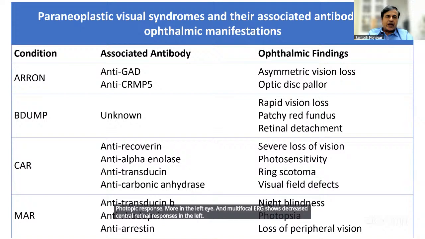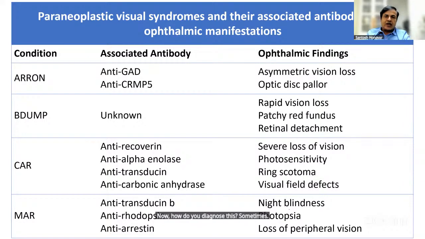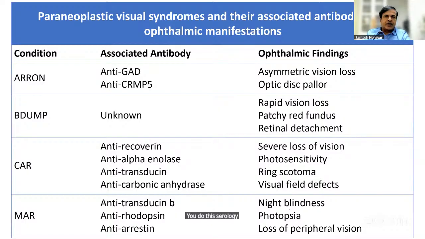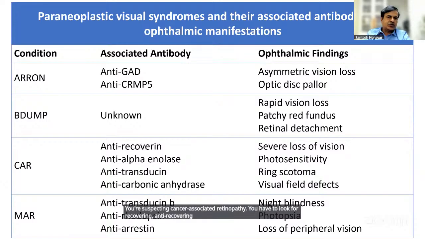Now, how do you diagnose this? Sometimes diagnosis can be very tricky. You don't know what you're dealing with, especially if a patient does not come with a history of prior cancer and there is no primary known. You do serology. If you're suspecting cancer associated retinopathy, you have to look for anti-recoverin titers. Also can be tested are anti-alpha enolase, anti-transducin, anti-carbonic anhydrase.